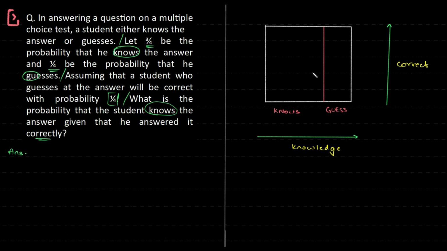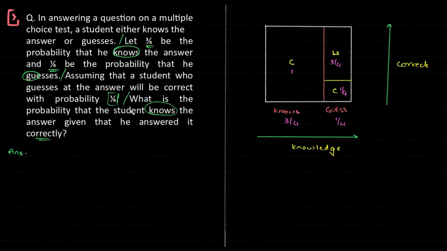Of course, if he knows the answer, the entire thing is correct, is it not? If he doesn't know, then it is 1/4. So here, if he knows, the entire thing is correct, and this is wrong, by the way. Let me write that. So him knowing is 3/4 and him guessing is 1/4. Him being correct is the entire space, and him being wrong is 3/4 of the time, and this is 1/4. If you are clear with this diagram, you're pretty much done.